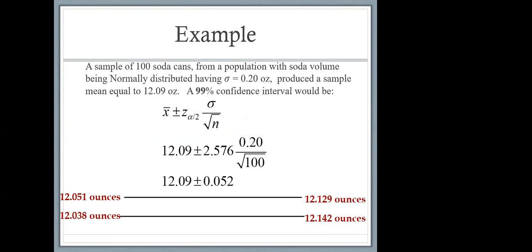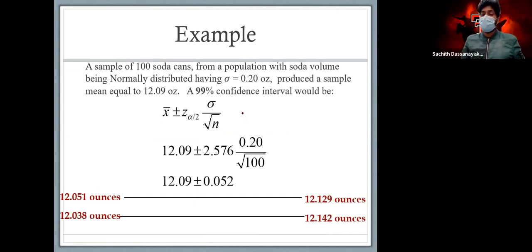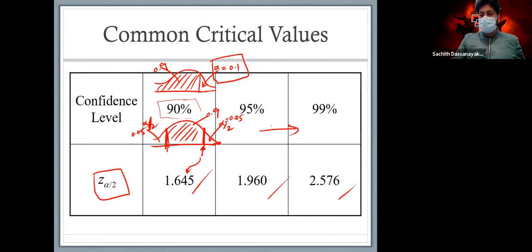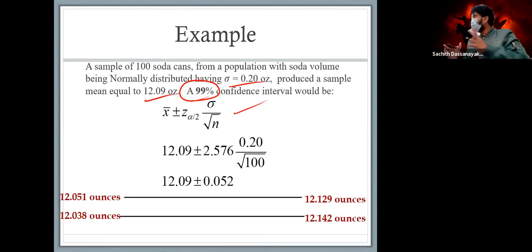For this example, you can simply plug your Z alpha over 2 into this equation and find the confidence interval. It is easy. Same example, but here the confidence interval is different, 99%. So the corresponding Z alpha over 2 is this one. You can find these values from the table, but if you remember them, you can simply use them.